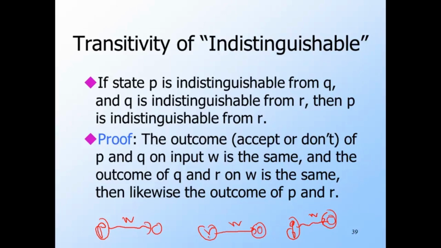Incidentally, distinguishable is not transitive. It is quite possible that W distinguishes P from Q and also Q from R, but does not distinguish P from R. For example, W could lead both P and R to final states and Q to a non-final state.